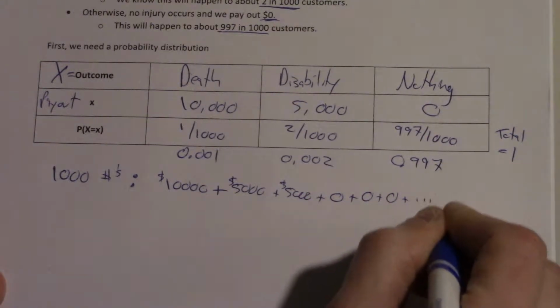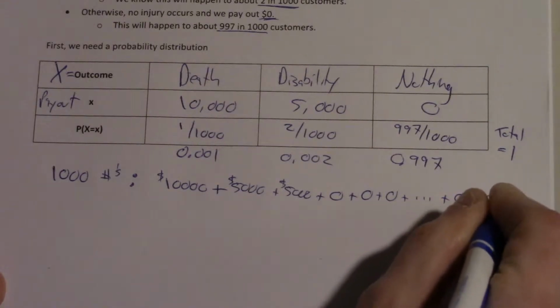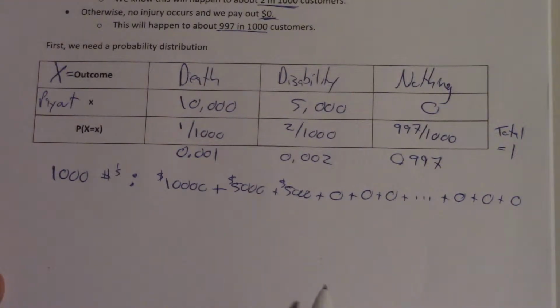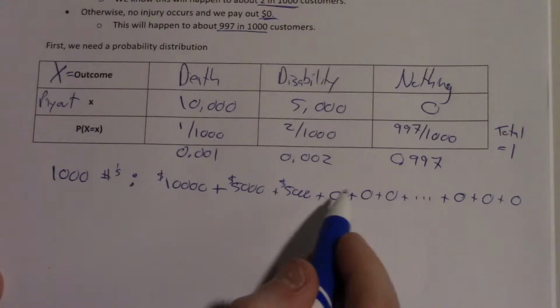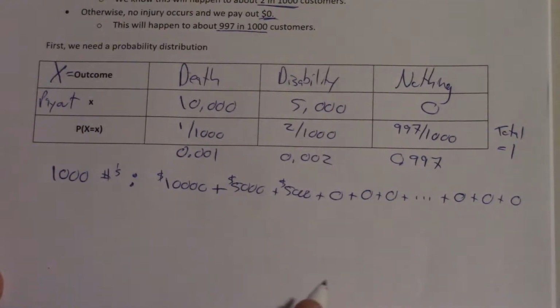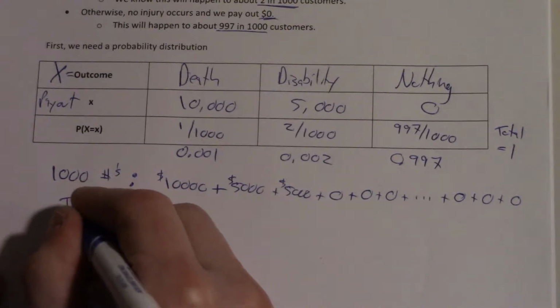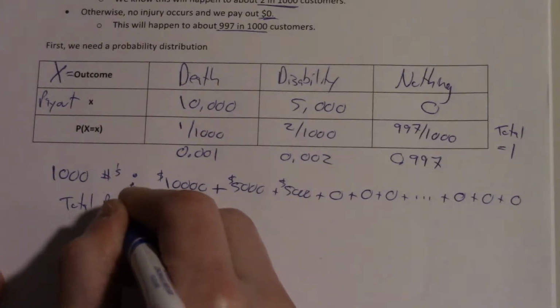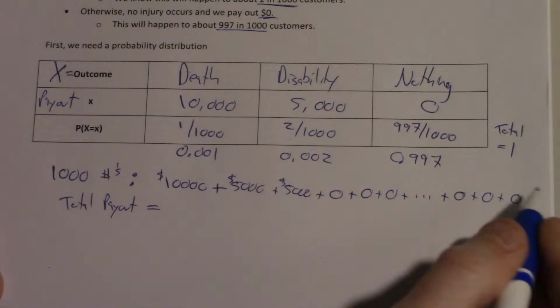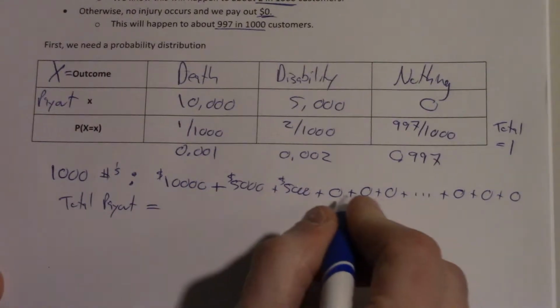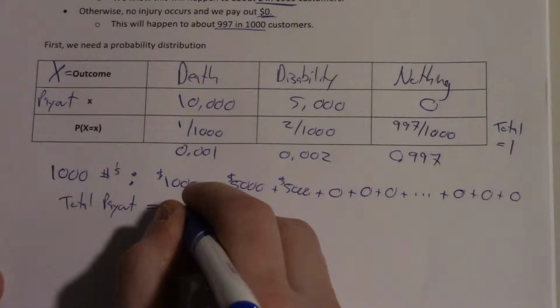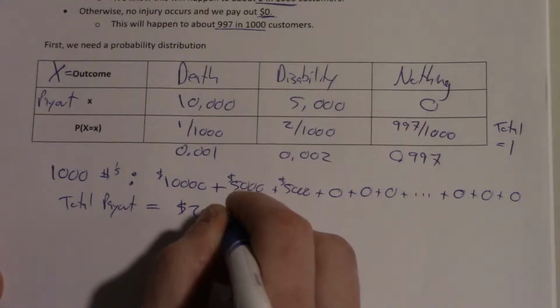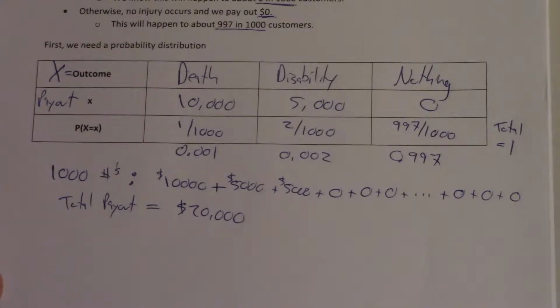So we have to draw 997 zeros. So we have a big list of 1,000 numbers. Almost all of them are zeros, but we have two 5,000s and one 10,000. So our total payout, we add up all the money we're giving away. We can ignore the zeros, so we're left with 10,000 plus 5,000 plus 5,000. So in total, we expect to pay out $20,000 to our customers.